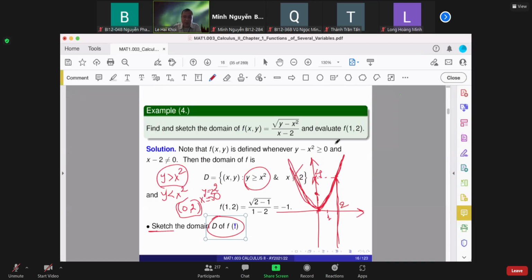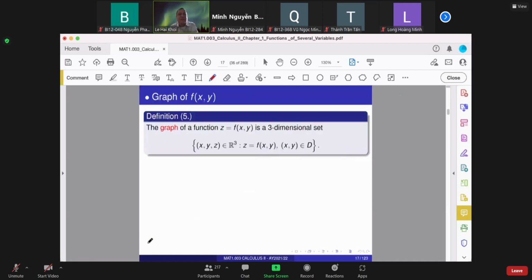Which means you have this part, including the boundary, y bigger than or equal to x squared, because it contains (0, 2), and remove that part. So then you get the domain of f. Okay, so very interesting. That's why I write this is important. You should sketch the domain of a function.